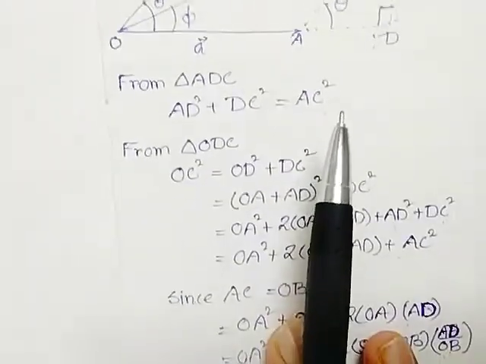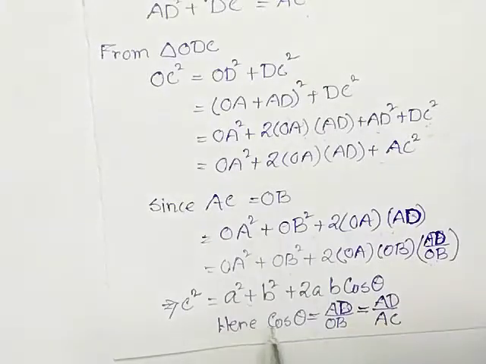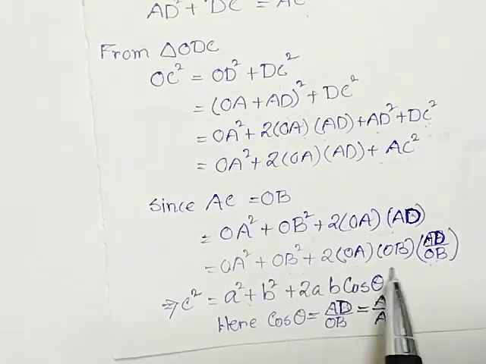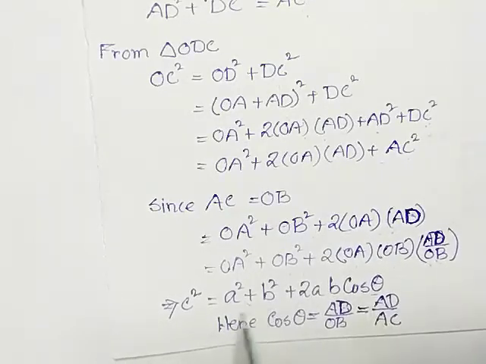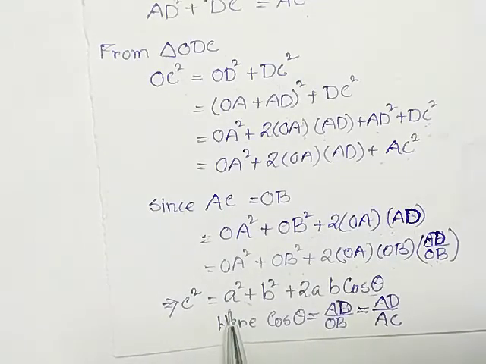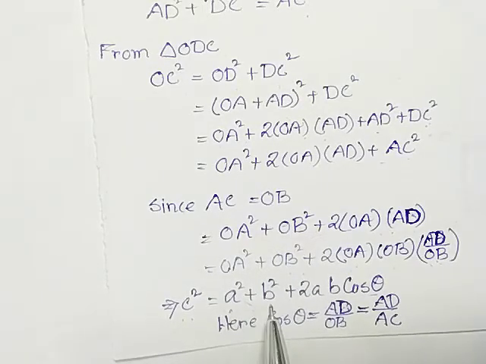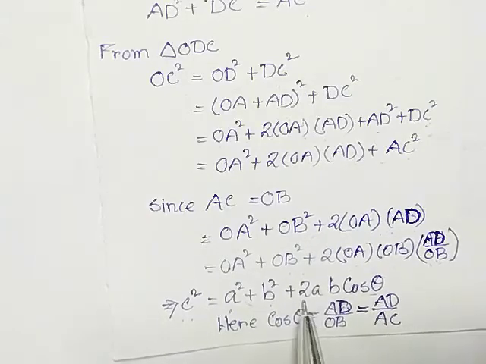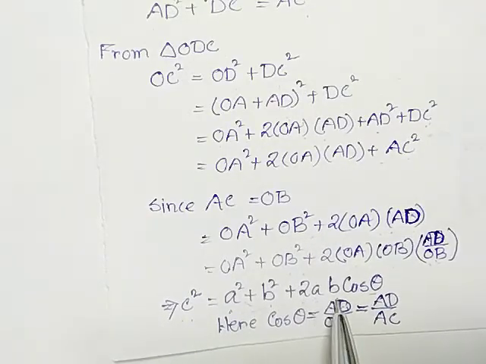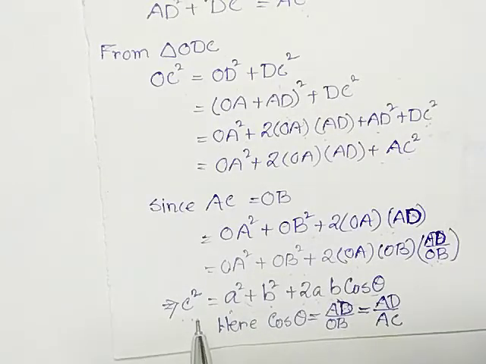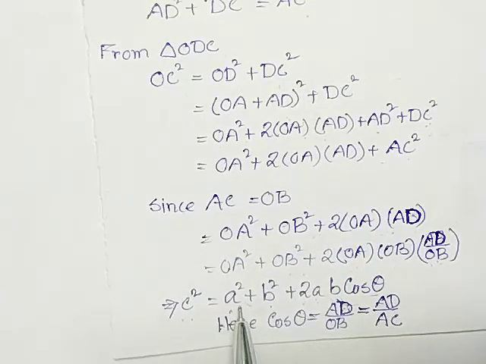So if I replace this, it will become OA square plus OB square plus 2 OA into OB into cos theta. I just replace the values. So OC square becomes C square, OA square becomes A square, OB square becomes B square, and similarly 2 A into B, and this is the cos theta. So this is the value of the resultant if I want to find out, and C is equal to root over of A square plus B square plus 2AB cos theta.